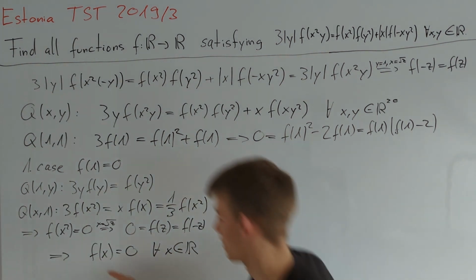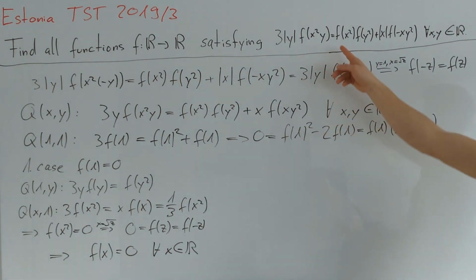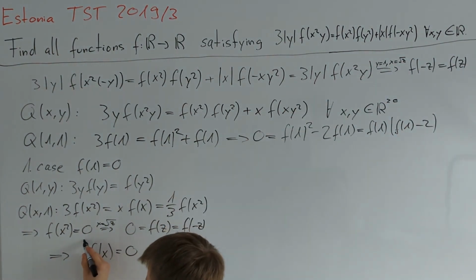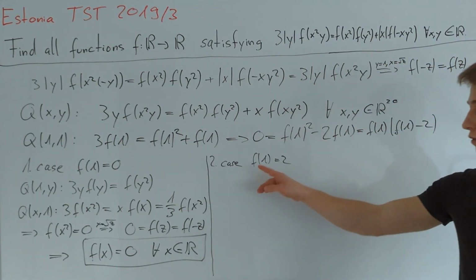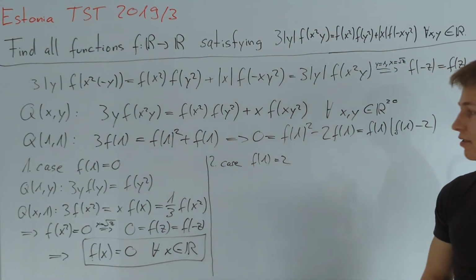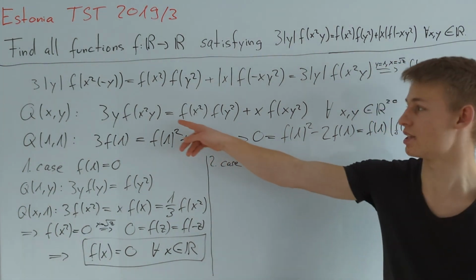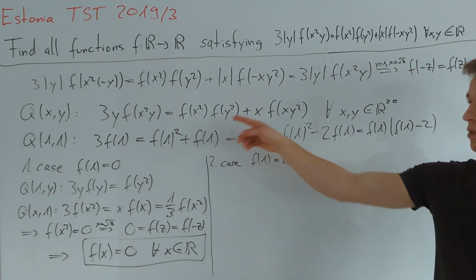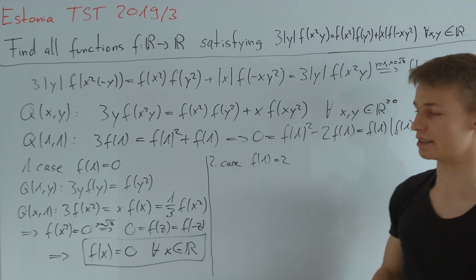If we plug in f of x equal to 0 back into the original equation, we see that this is indeed a solution. Let's go on with our second case, that f of 1 is equal to 2. In this case, it's also a good idea to plug in 1 into this equation here, but before doing that, I want to do another step, because then this equation here becomes a bit easier to work with.